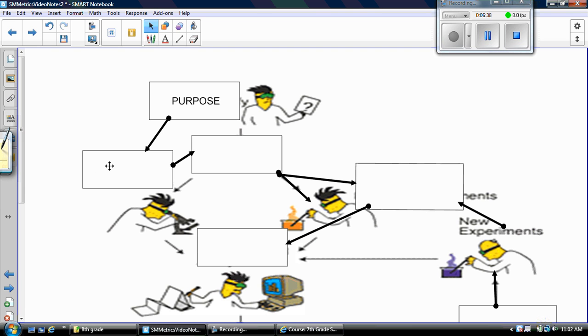So based on his observations, he is going to form a hypothesis, what he thinks is going to happen and why. Then he's going to design an experiment. He's going to design an experiment to test his hypothesis. And once he's got his experiment, he needs to collect and analyze results. So he's going to analyze his data.